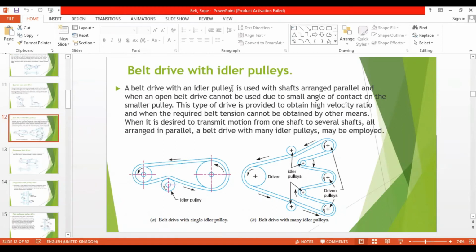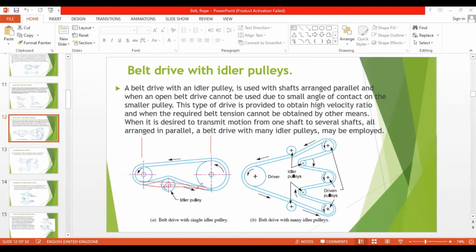A belt drive with an idler pulley is used with shafts arranged parallel, and when an open belt drive cannot be used due to a small angle of contact on the smaller pulley. We know the shafts are going to be parallel since this is an open drive. If there is no idler pulley over here, the belt drive would move something like this, and this also can move something like this.